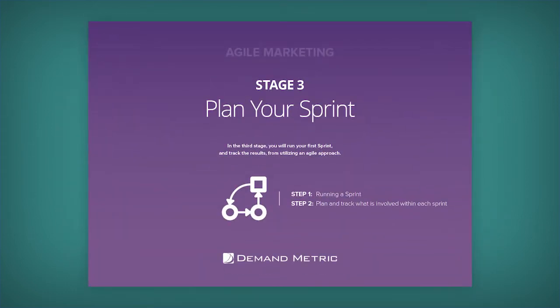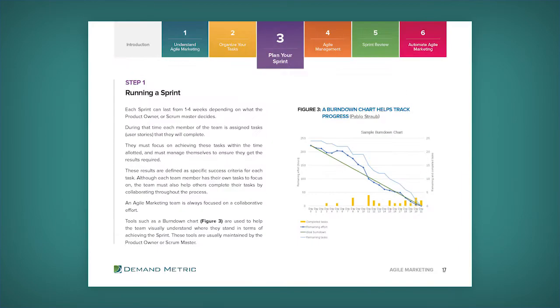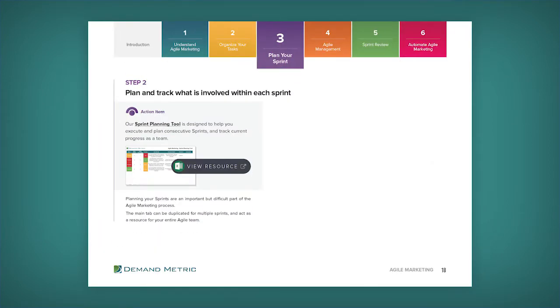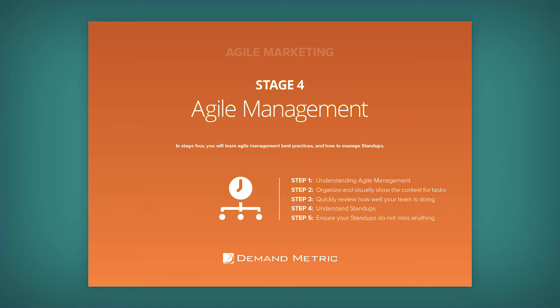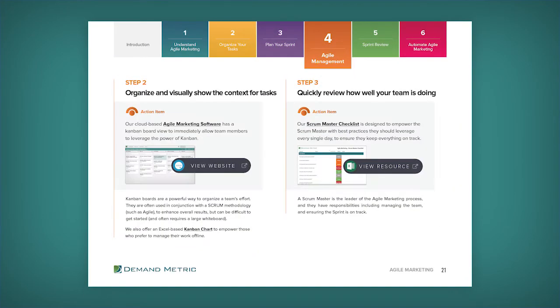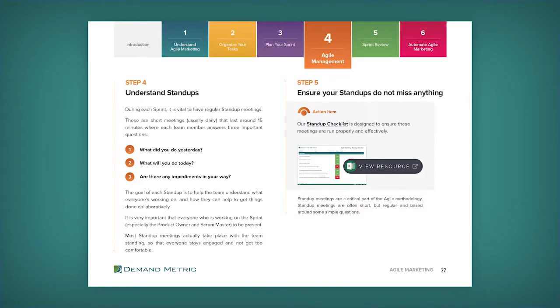In the third stage, you're going to be planning your sprint. And here, you're going to start by running a sprint and planning and tracking what's involved with each sprint. In stage 4, it's all about agile management. The first step is all about understanding agile management. In the following steps, you're going to be organizing and visually showing the context for tasks, quickly reviewing how well your team is doing, understanding stand-ups, and ensuring your stand-ups do not miss anything.